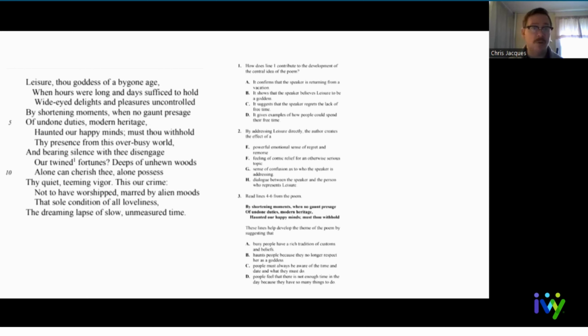So first off, we're going to read this poem. I'm going to read it out loud. You read along with me, and then we will look at the first 3 questions related to this poem. This poem is called Leisure by Amy Lowell.